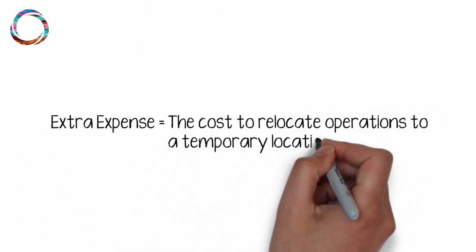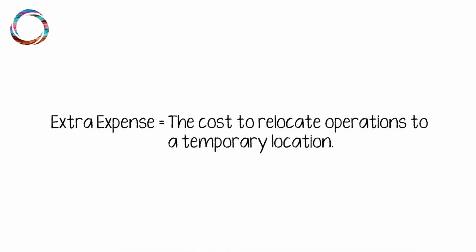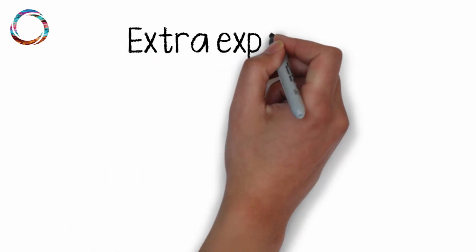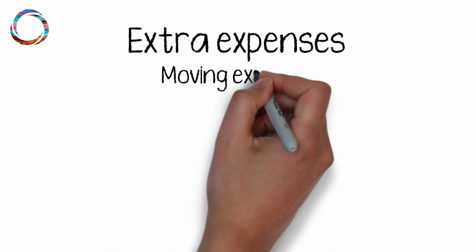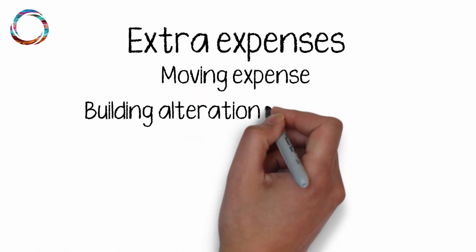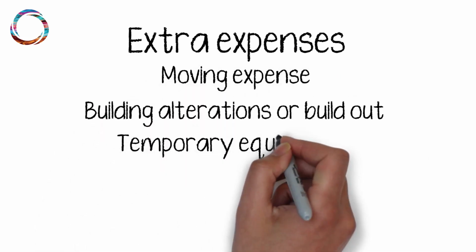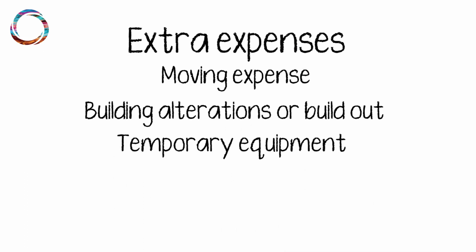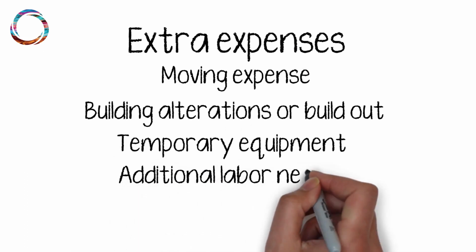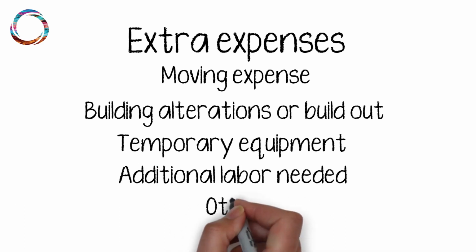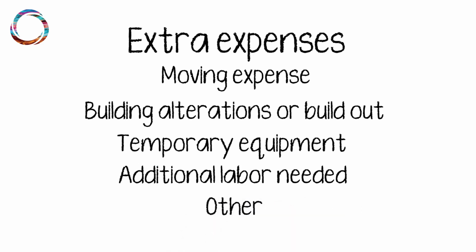If you're able to relocate to a temporary location, then we need to consider something called extra expense. And these are the items that are associated with the move to a new location. That would be the expense of actually moving to the location, any alterations or build out at the temporary location, temporary equipment, an extra expense that's associated with the labor necessary to make the move, and any other items that are associated with operating out of that temporary location.